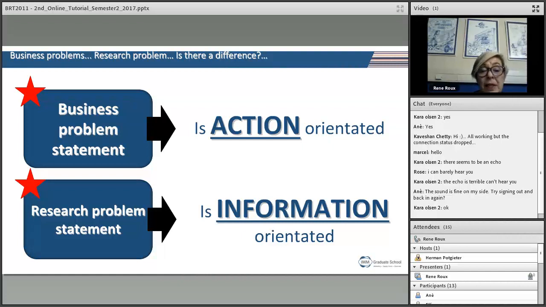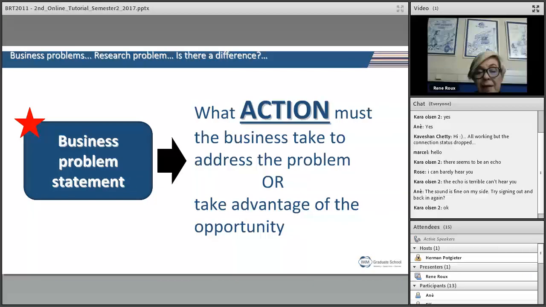So, the business problem is action orientated. The research problem is information orientated. This is the key difference between the two. And it was asked in the past to really explain the differences between the two. And I'm sure you will still have questions about what's the difference between action and information.